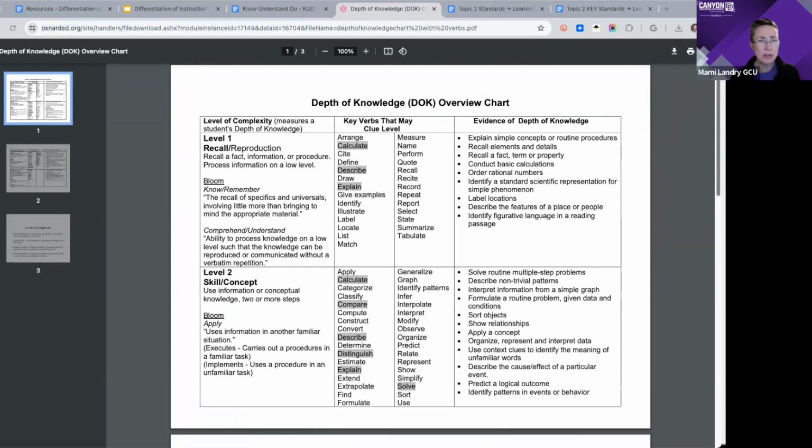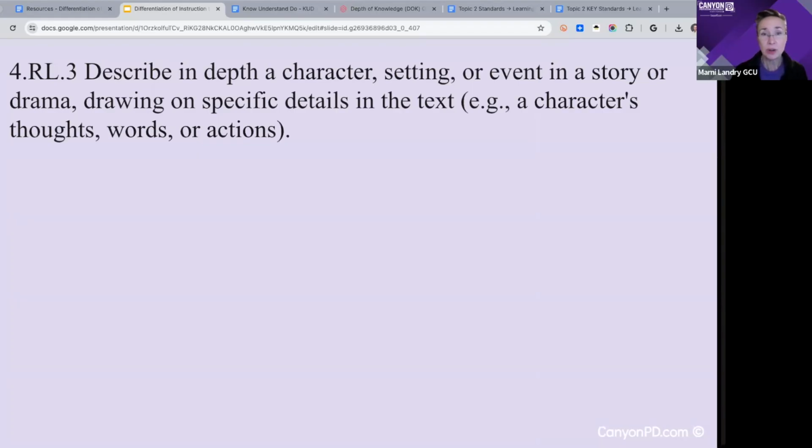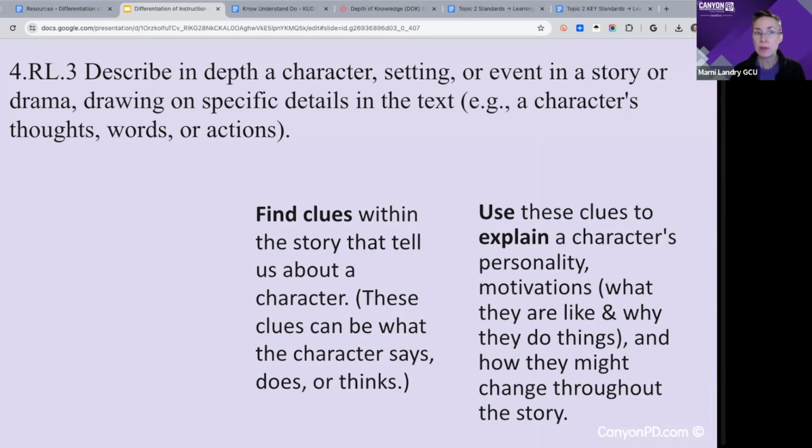So going backwards, for these 2 goals, I'm going to ask you to reference the depth of knowledge chart and find the verbs in the 2 goals and which level of DOK they refer to. So at this time, go ahead and pause the video and look over that DOK chart. Now that you've had a chance to look over the DOK levels and identify the verbs that were in our goals, here's the 2 that I came up with: find the clues and use and explain.